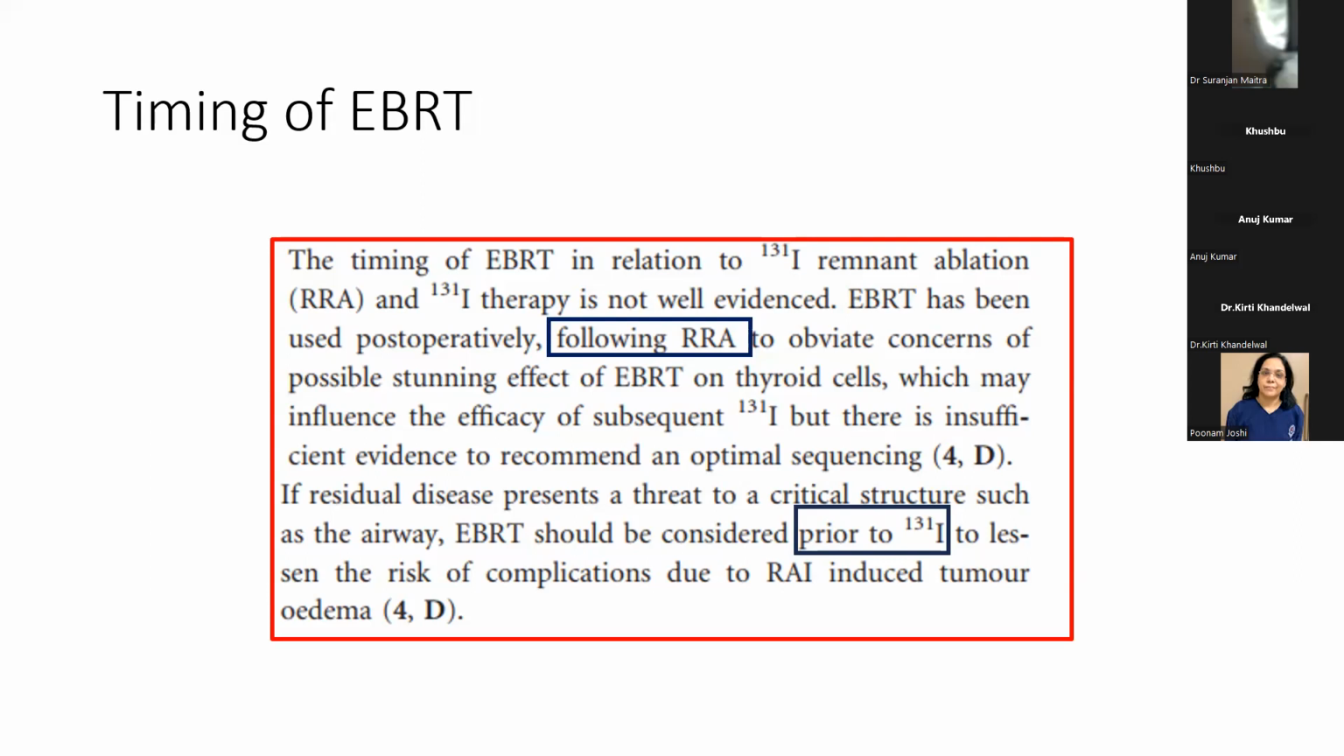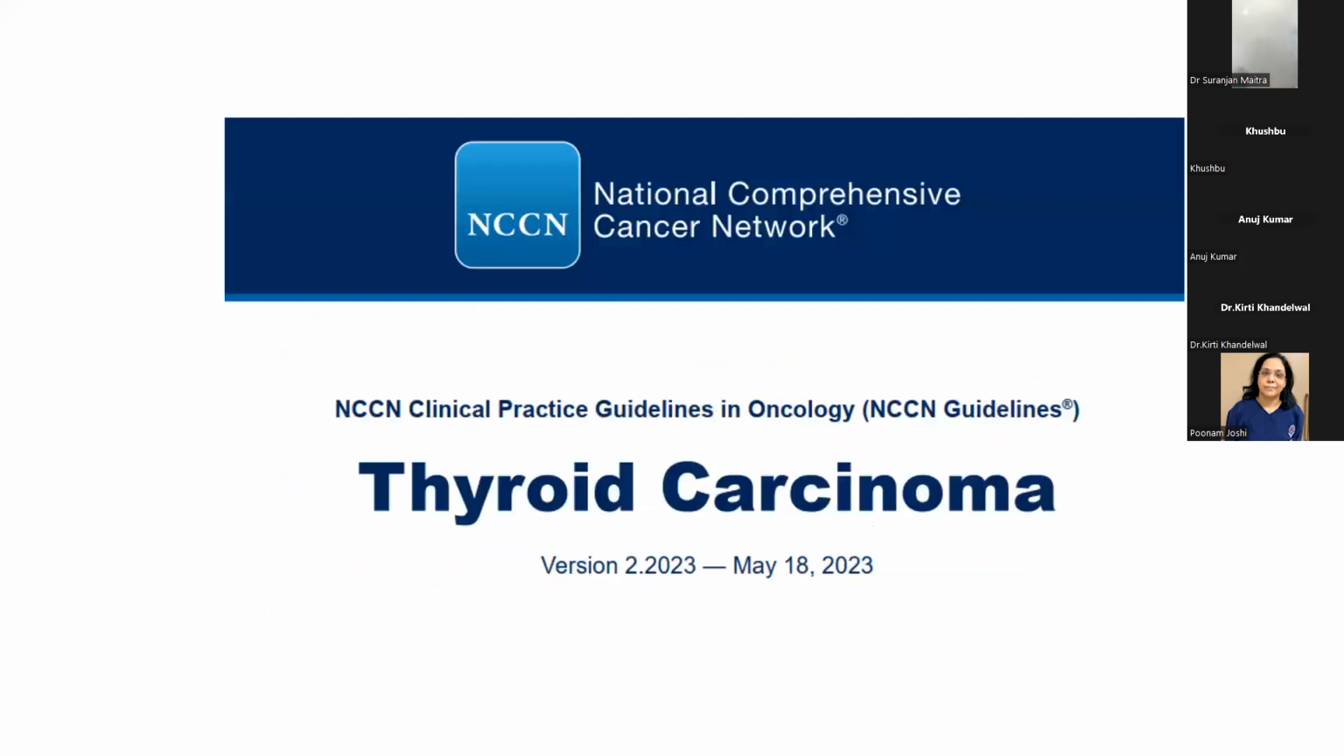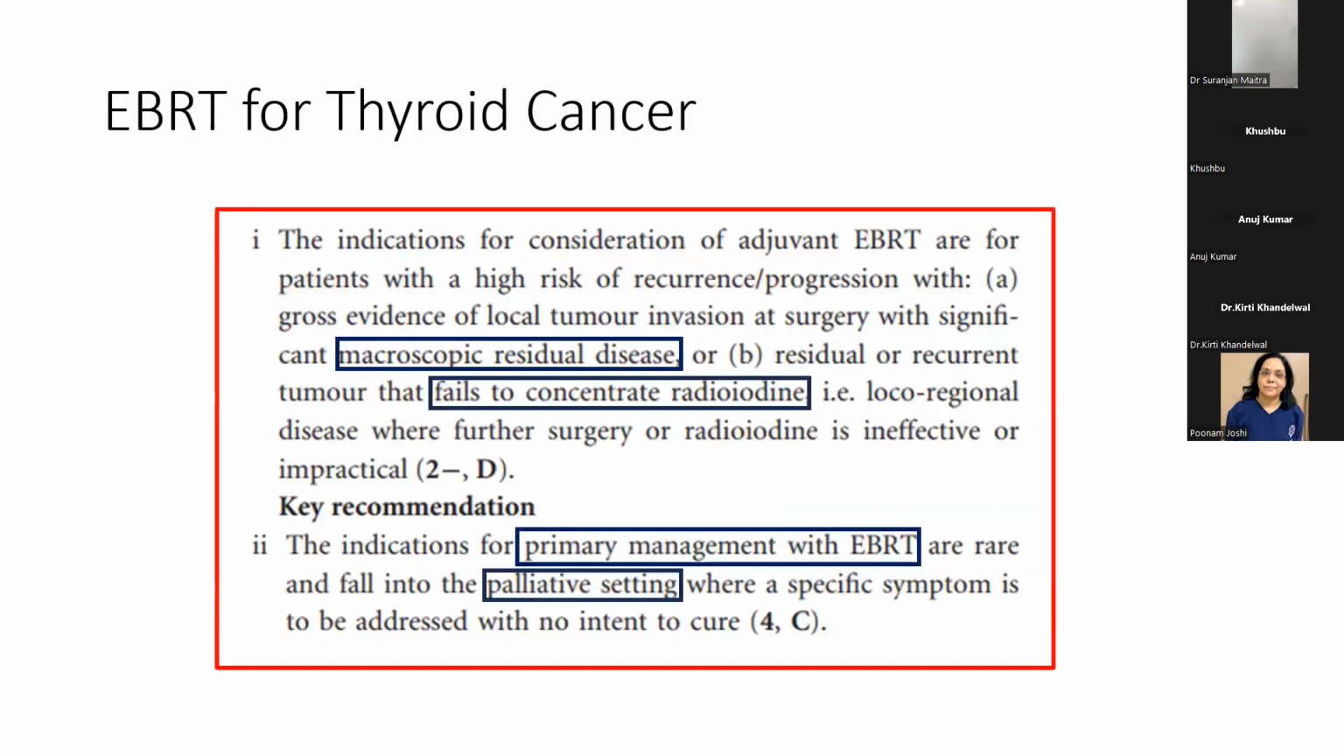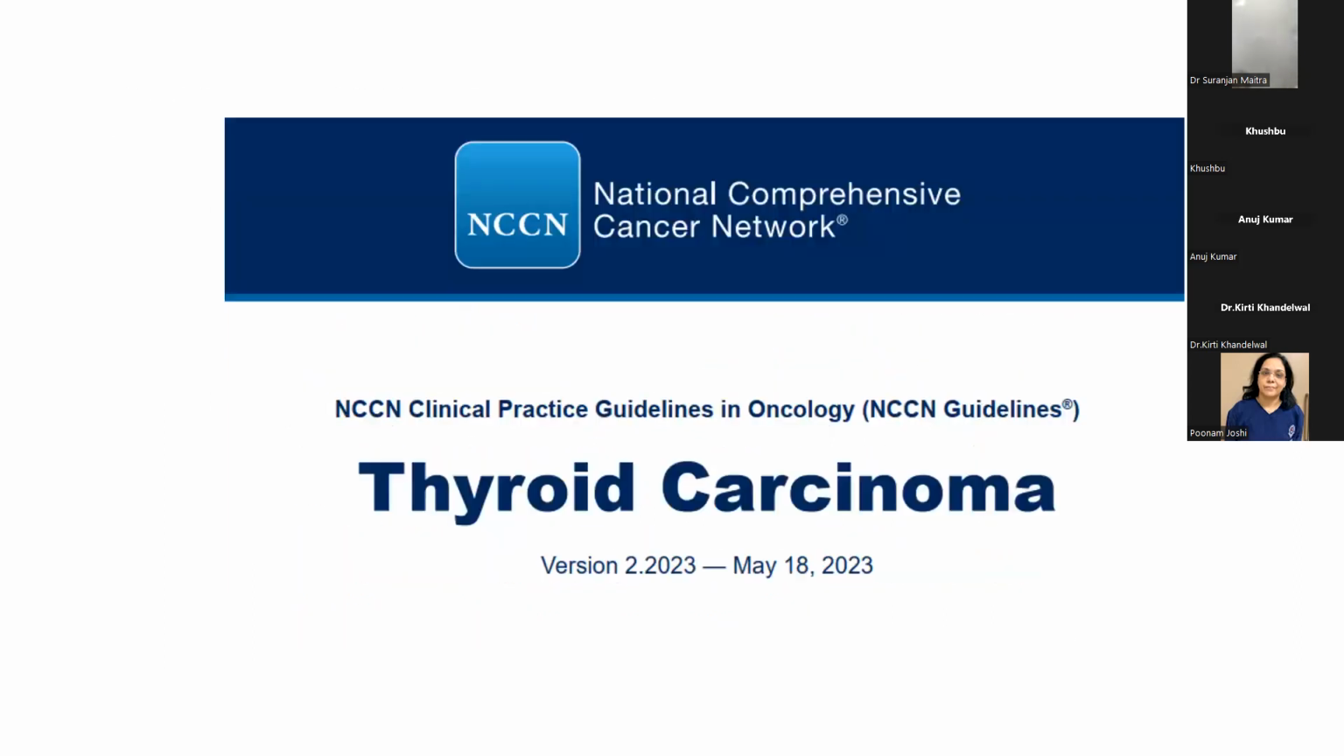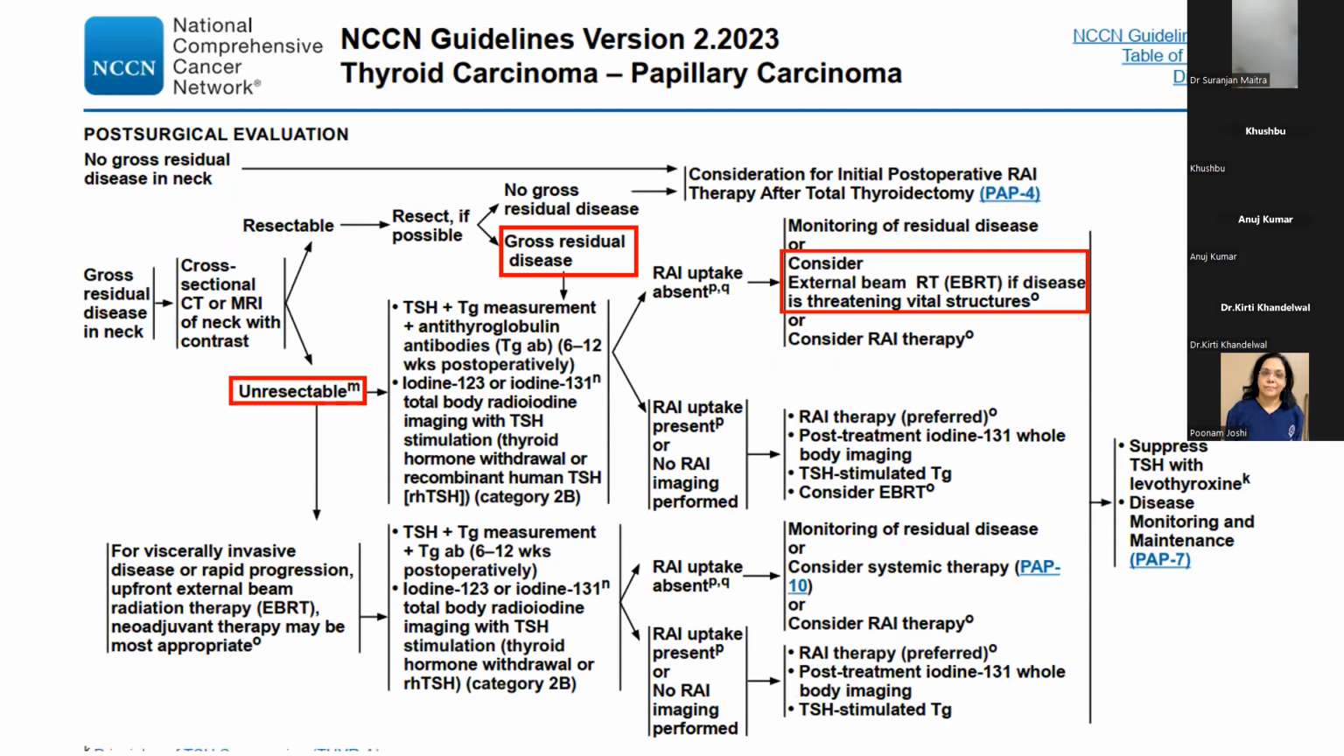So in this setting, if residual disease presents a threat to critical structures such as the airway, then EBRT should be considered prior to I-131. I hope this is clear when we recommend EBRT as per the timing of radioactive iodine. So these are some of the important indications that have come from the British Thyroid Association. Again, coming to the NCCN guidelines of thyroid cancers, the NCCN guidelines tell about gross residual disease or unresectable disease.